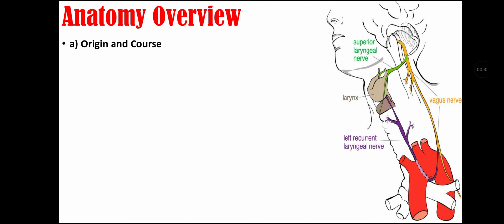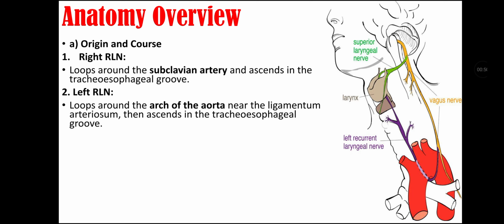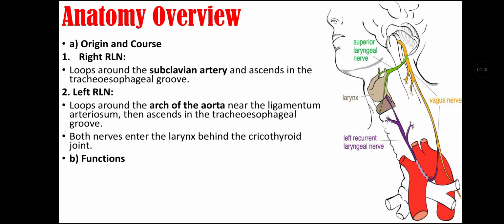Anatomy overview. Origin and course of the recurrent laryngeal nerve. Right recurrent laryngeal nerve loops around the subclavian artery and ascends in the tracheoesophageal groove, while left recurrent laryngeal nerve loops around the arch of aorta near the ligamentum arteriosum, then ascends in the tracheoesophageal groove. Both nerves enter the larynx behind the cricothyroid joint.